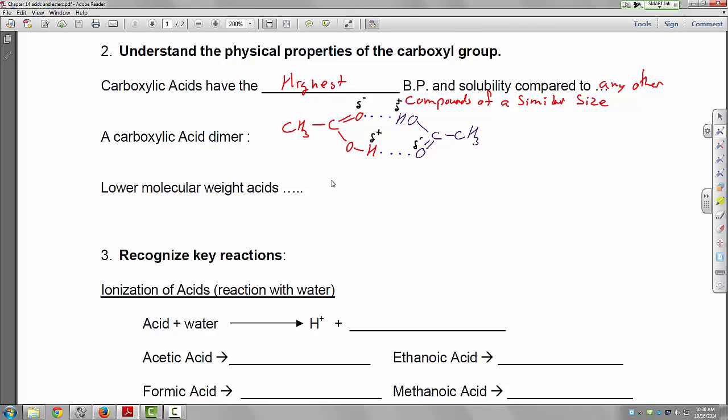And carboxylic acids, first off, they're all liquids at room temperature. Some are kind of volatile, but they're still all liquids at room temperature. And lower molecular weight acids, what can we say about them? They're all soluble. I shouldn't say all soluble. They are soluble in water. That's less than or equal to 5 carbons. They also have strong odors.